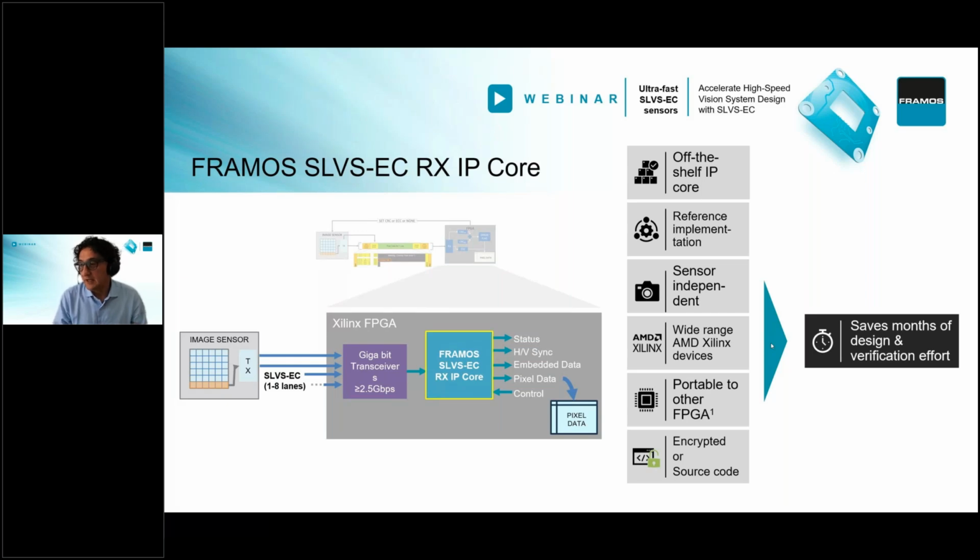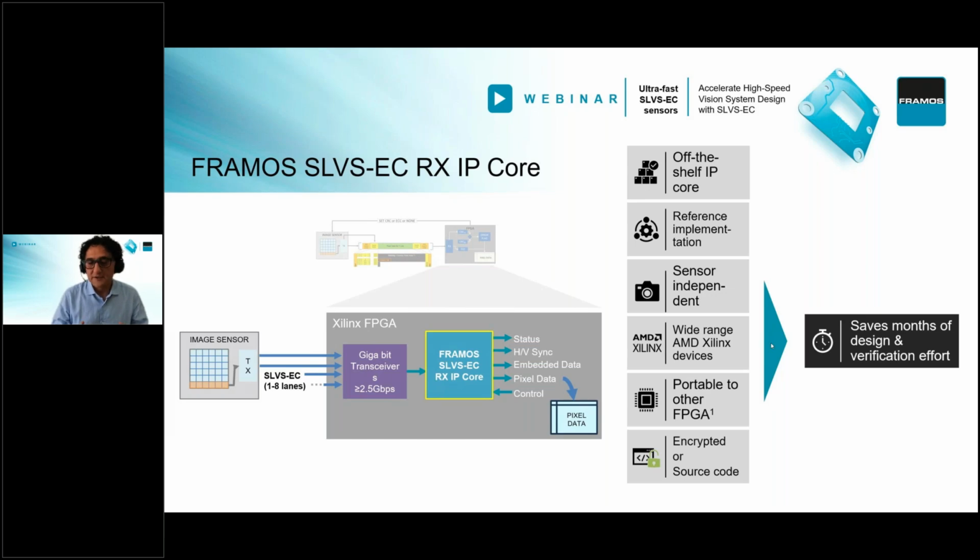But all in all, you have seen SLVS-EC makes it easy to transmit all of this data, but the implementation of the receiver part and all the technical details that I skipped today really require a lot of design time.